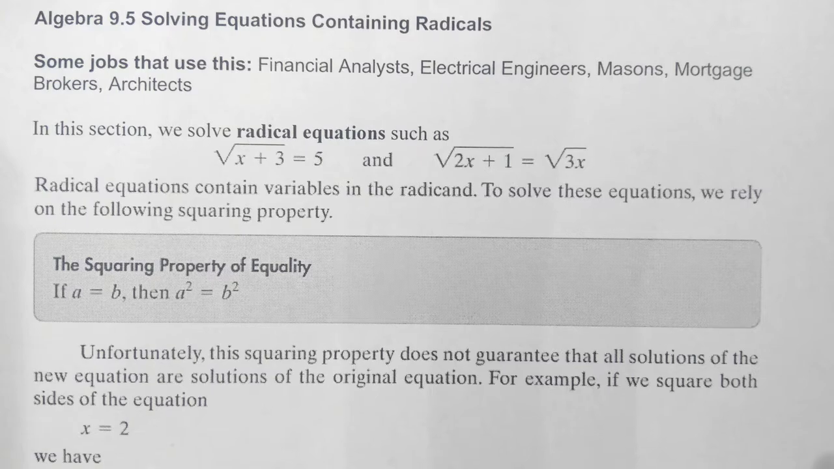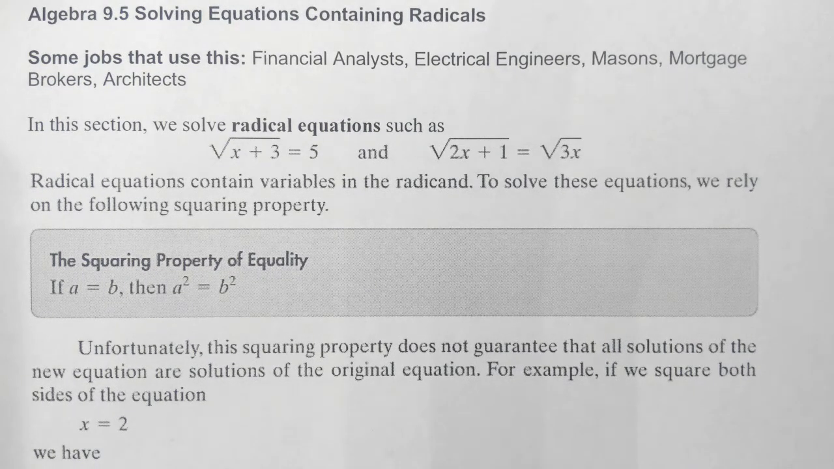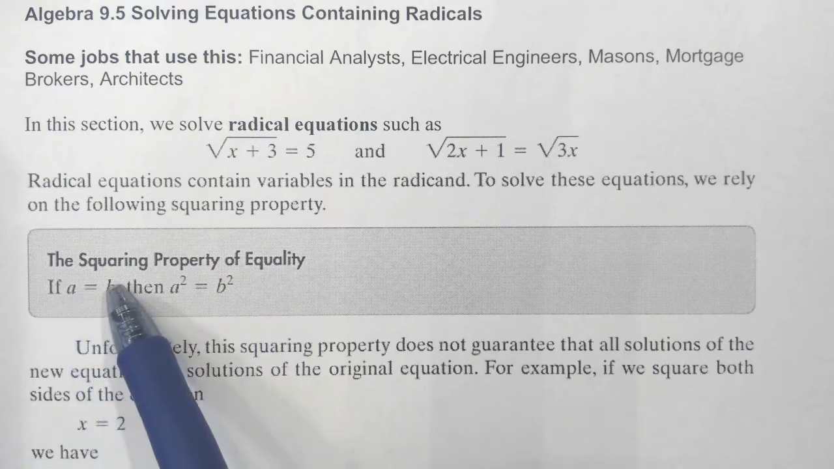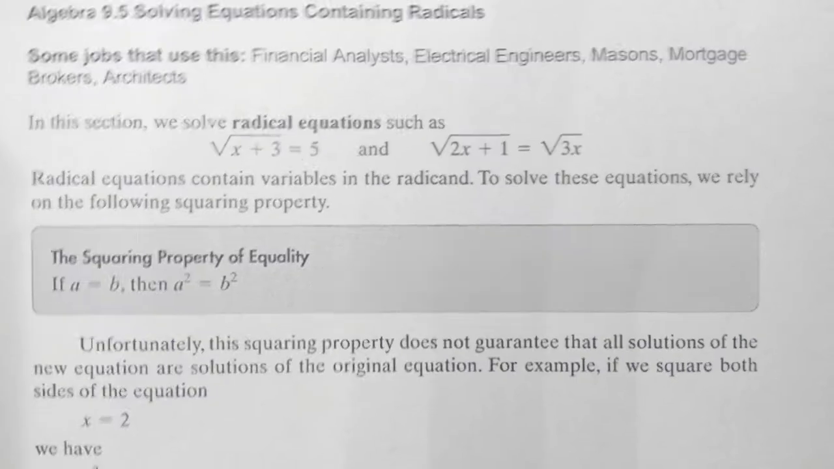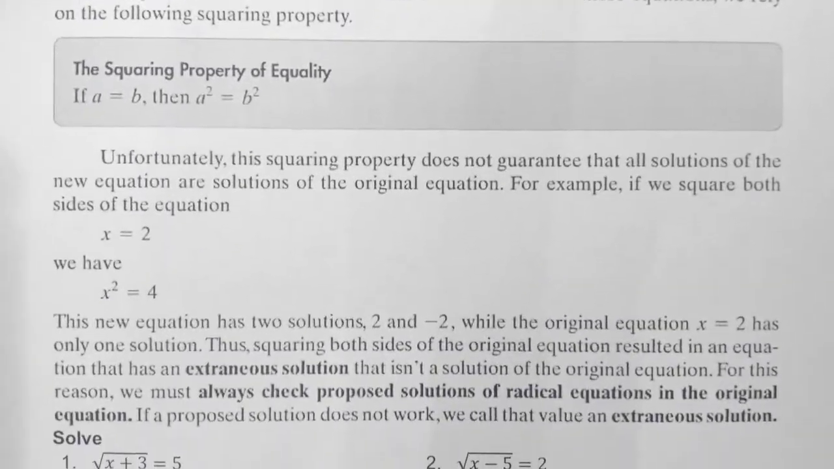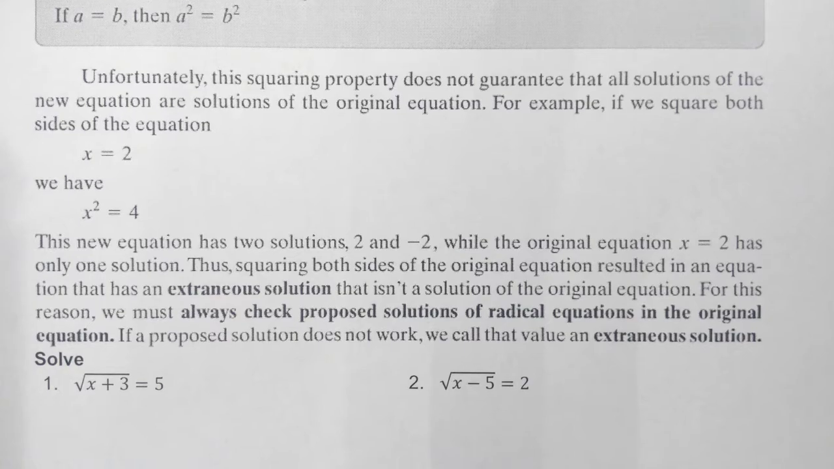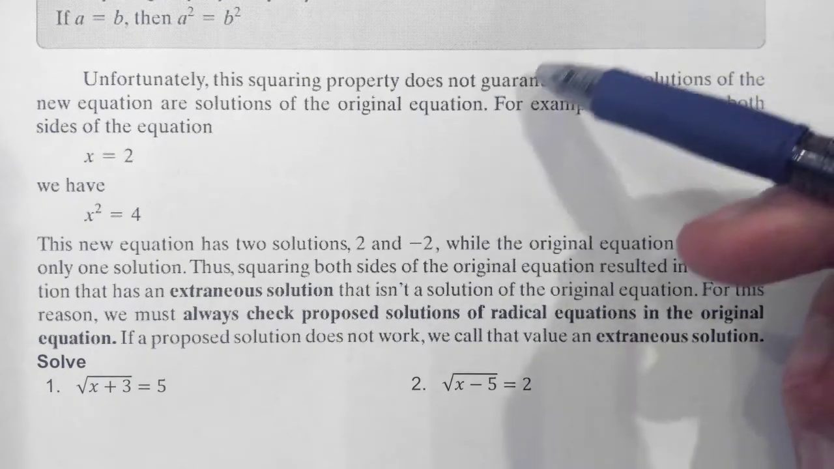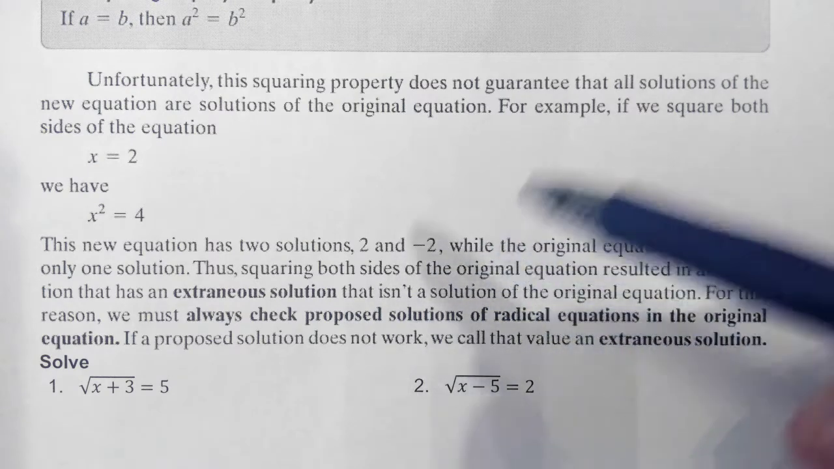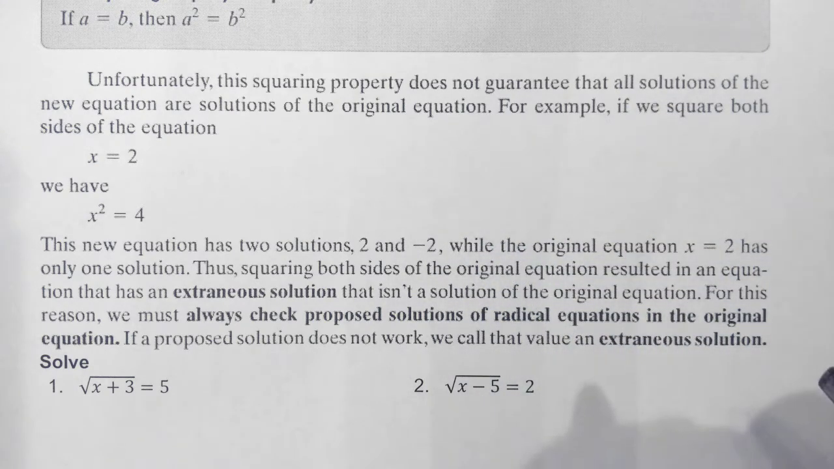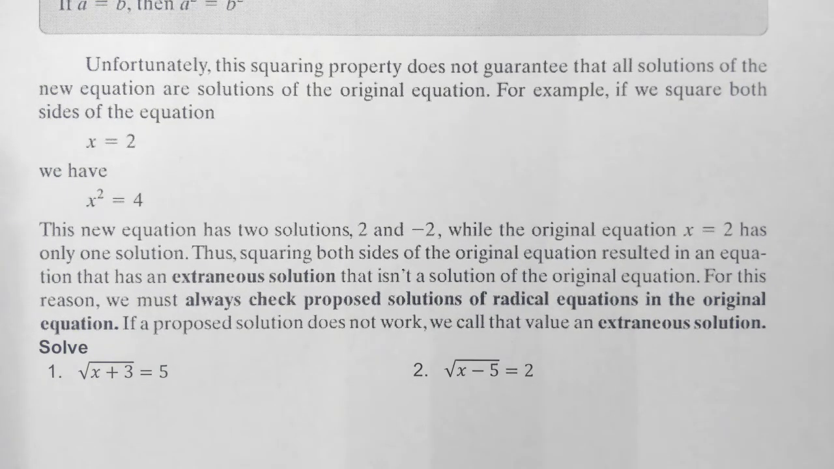To solve these, we rely on the squaring property of equality. It says that if you have an equation, you can square both sides and it's still going to be true. Sometimes, however, when we do this, the answer that we get doesn't work. So you always have to check your solution and see if it works in the original equation. If it doesn't, then there's no real solution. That happens sometimes, but most of the time you'll get something that works.